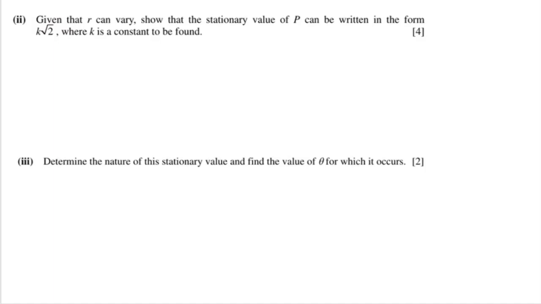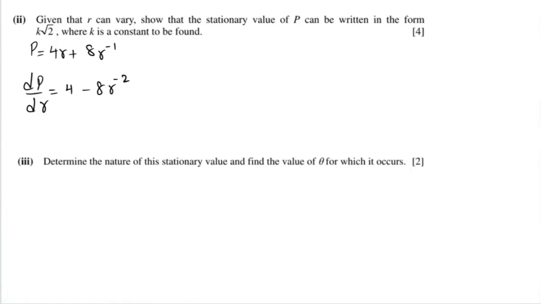Part 2. Given that r can vary, show that the stationary value of p can be written in the form k root 2, where k is a constant to be found. So this is a calculus differentiation question. We proved the perimeter's expression was 4r plus 8 divided by r, but rewrite it like this. Differentiate dp over dr. This is going to be 4 and minus 8 r to the power of negative 2.